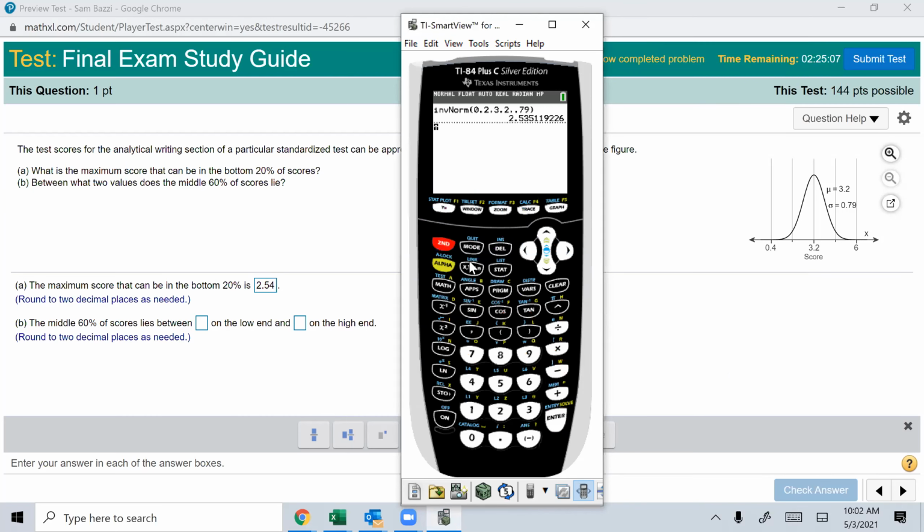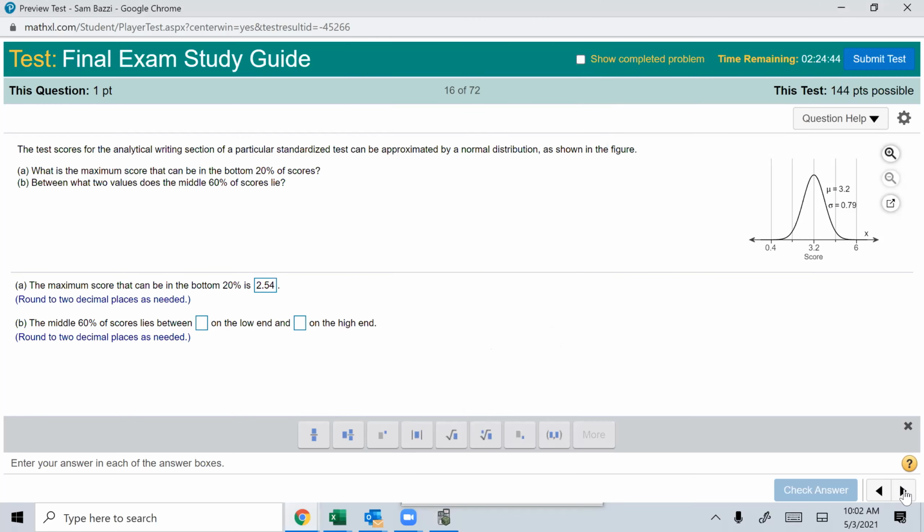So that will be second, distribute, inverse norm, area is 0.8, and say leave everything the same, guys. Paste. This is 3.86, so it's between 2.54 and 3.86.